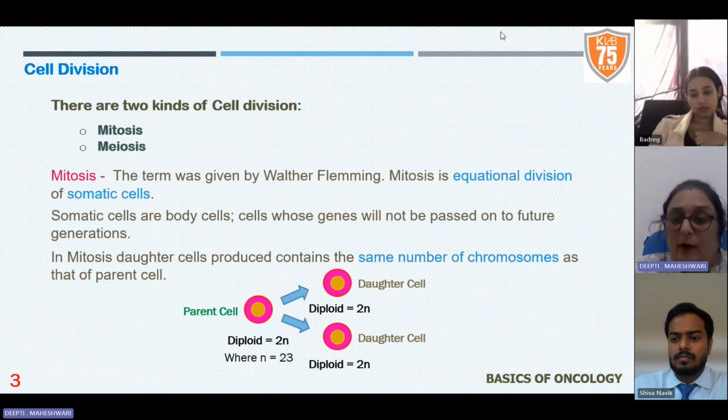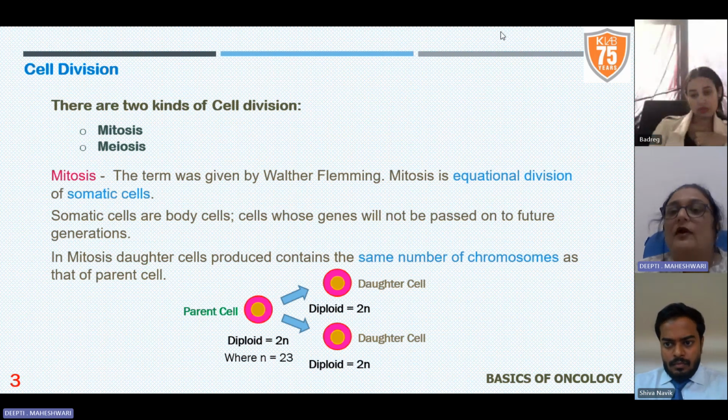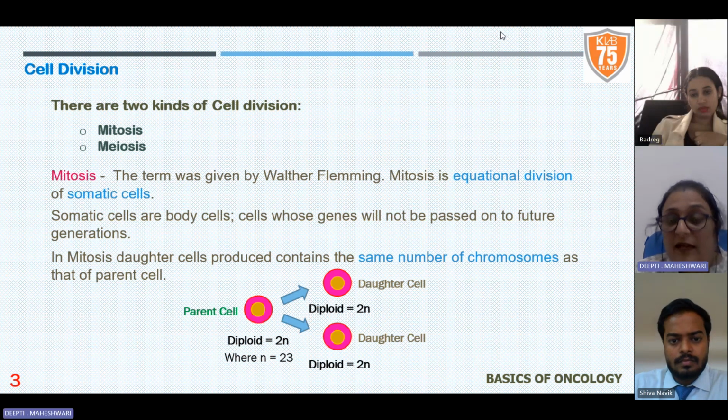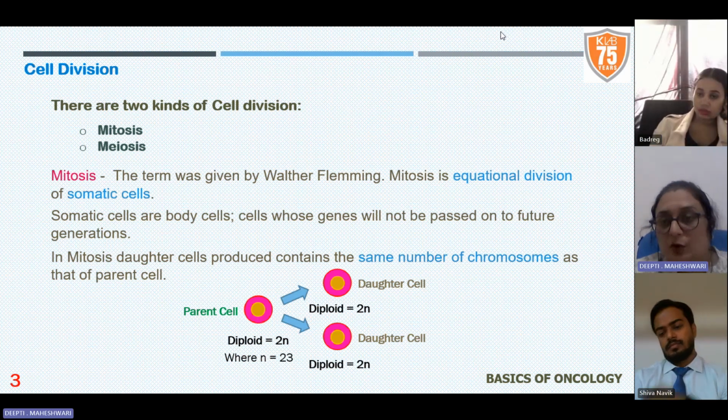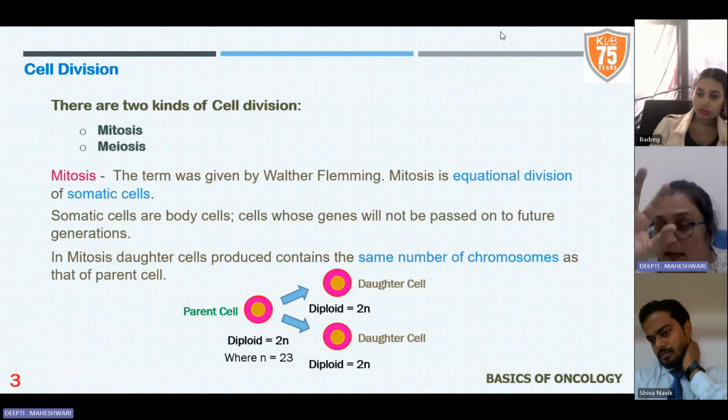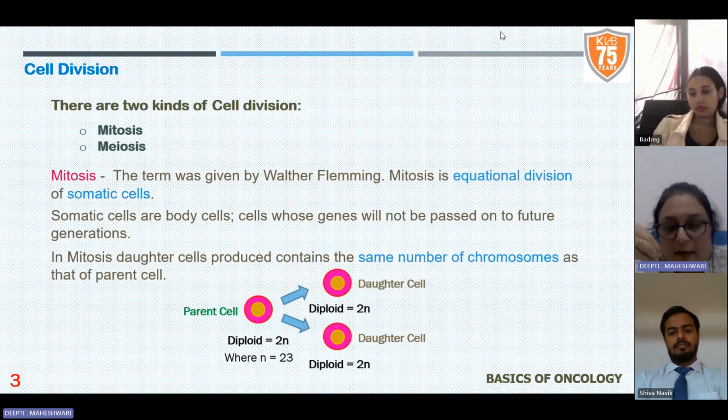So there also you require cell division and cell multiplication, right? This is a normal phenomenon which happens in every human body. But when this goes haywire, if it is not in a controlled manner, and you have abnormal cells, then that will lead to cancer. That is how cancer develops, when there are abnormal cells and they multiply in huge numbers.